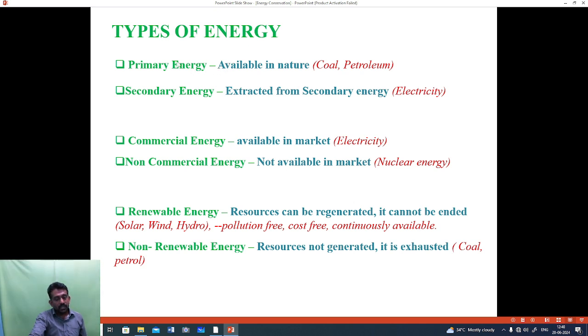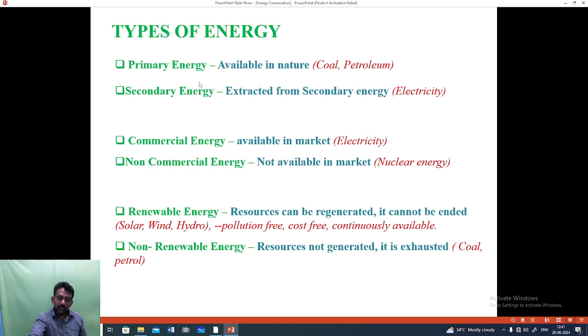Initially it is categorized into primary and secondary, and in the second part it is classified into commercial and non-commercial, and next it is renewable and non-renewable energy. So primary energy and secondary energy classification is one of the important categorizations, that is, whether it is basically available in nature or whether it is artificially made.